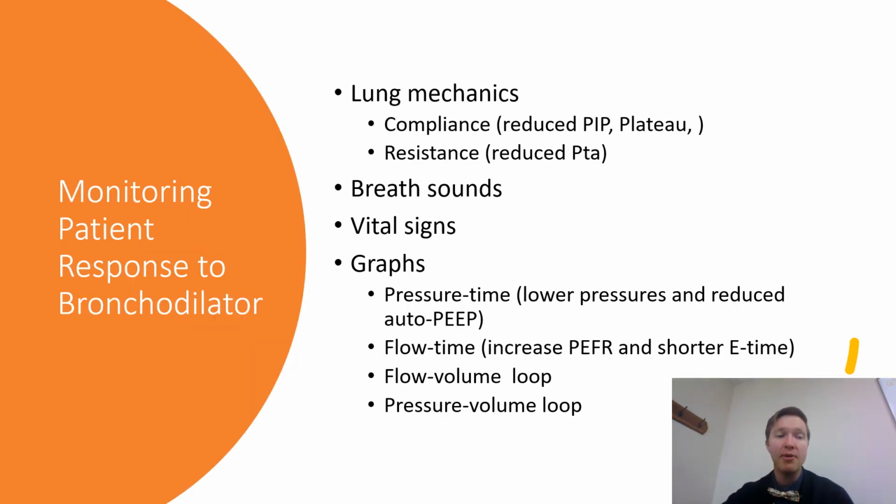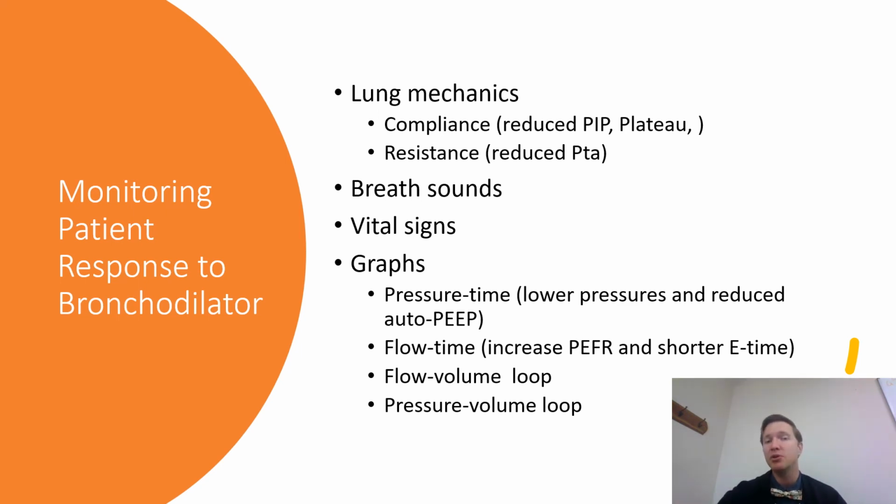All right, how do we monitor their response? And I think this is our last slide here. When we're monitoring the response to bronchodilator, we want to look at what happened to their lung mechanics. What do I mean by lung mechanics? I mean, did their compliance change? Did their airway pressures go down? Did their PIPs, their peak inspiratory pressures, decrease?